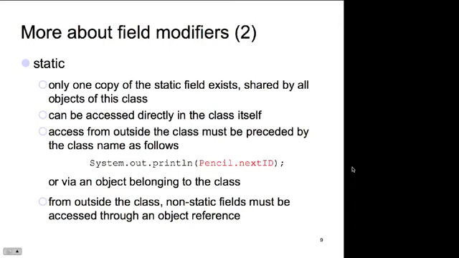Pencil.nextID. What is this line of code? Actually, this line of code is kind of interesting. If you haven't done Hello World, you probably are not familiar with System.out.println. That's basically your standard I/O. Go back, look at the Hello World video. This is how we print something to the screen.